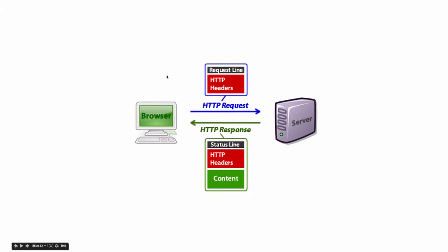We had a request come in, and that had a request line and then some headers. And we took this and we said, what is that? And we got GET off of it, right? And then we're going to write a response, and we have to give it the status line, the headers, and the content.